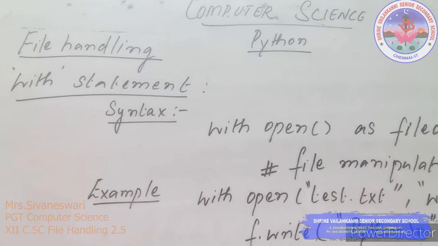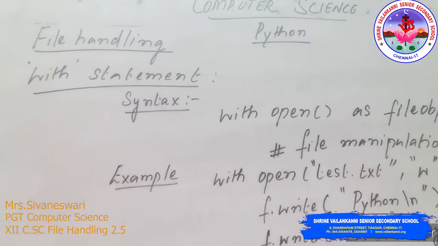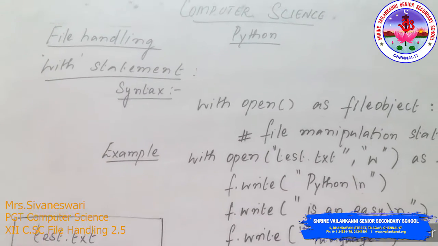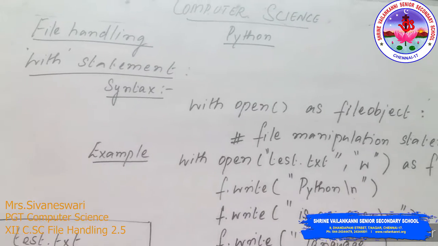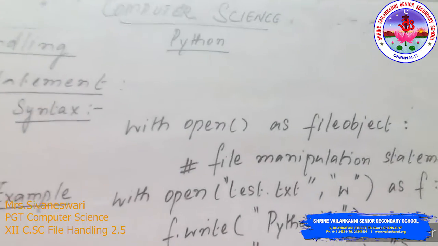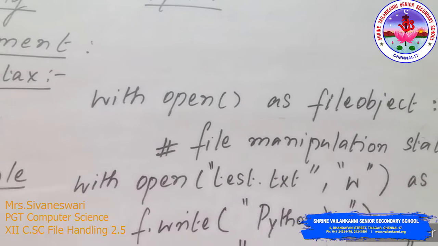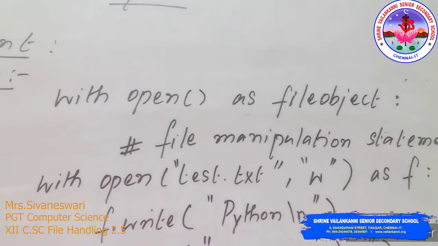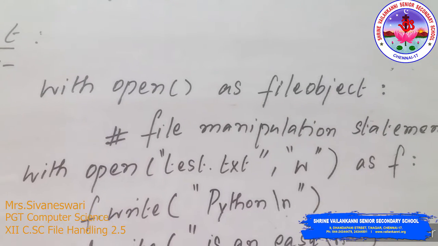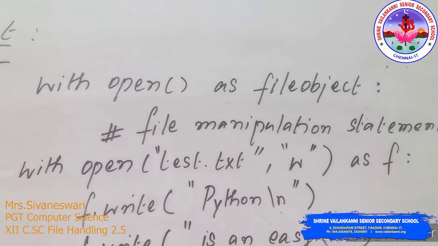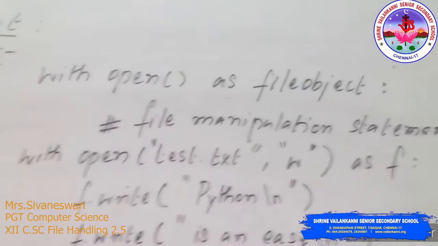So, continuation of file handling, text file. In this session, we are going to see about the with statement, which is the alternate way of opening a file. The syntax is: with open(...) as file object, colon, then the continuation of the file manipulation statements. So let's see an example.